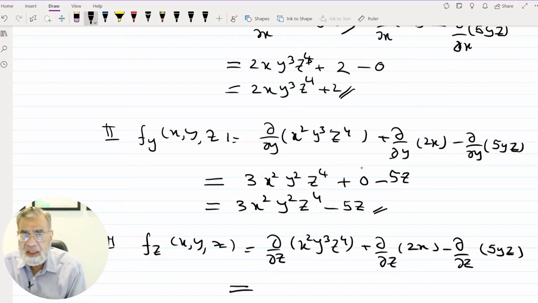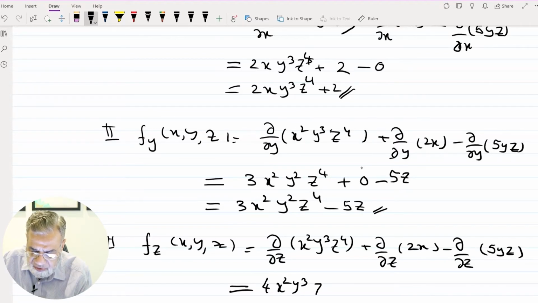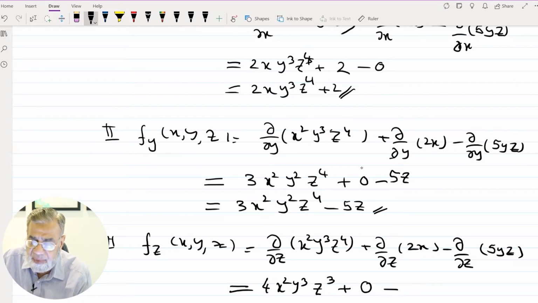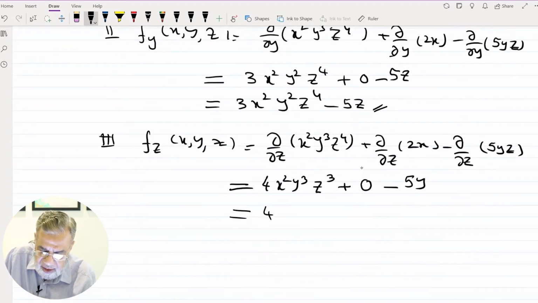Now we can see here only z is changing, x is not changing, y is not changing. We have z to power 4. We take the derivative and get 4z to power 3. So I can write 4x squared y cube, no change, and derivative of z to power 4 is 4z to power 3, plus 2 is constant, x is constant, only z is changing. We are taking partial derivatives, so the value is 0. Minus 5 is constant, y is constant, but z is changing. Derivative of z is 1, so we get minus 5y. I rewrite this one: my result is 4x squared y cube z cube minus 5y. So this is my result of my problem.